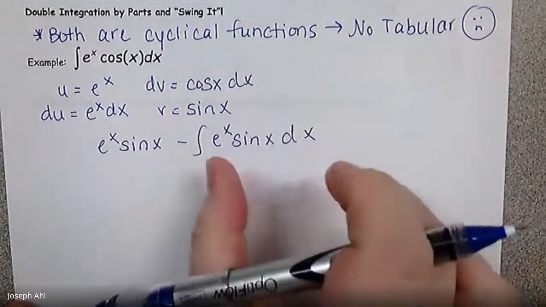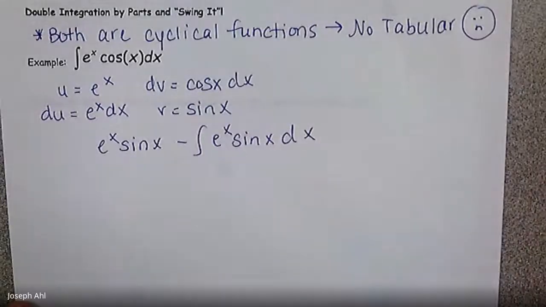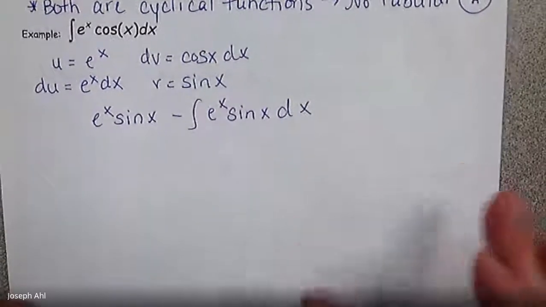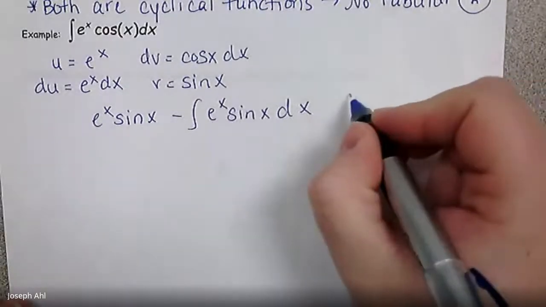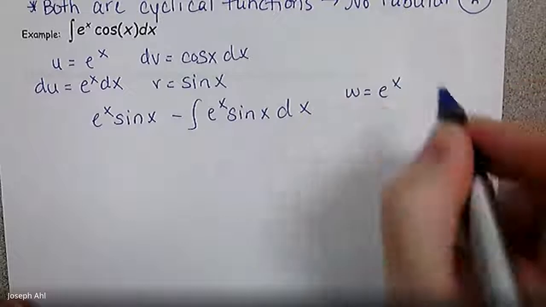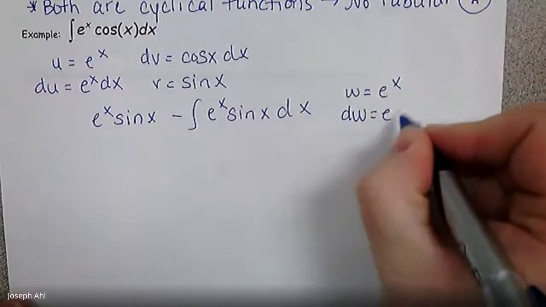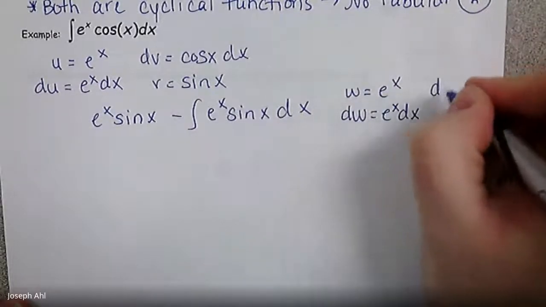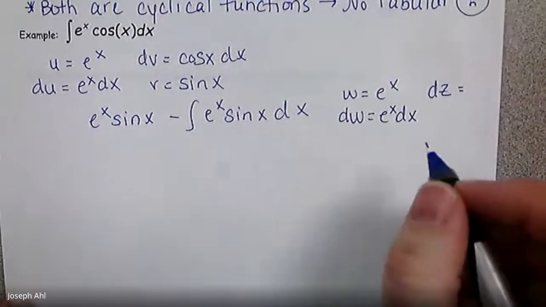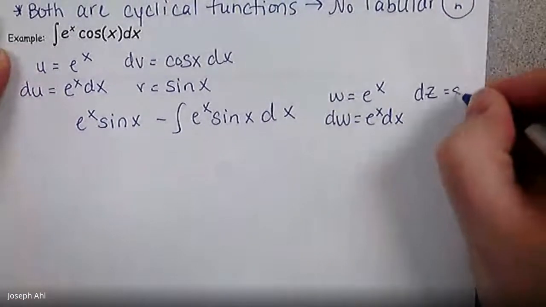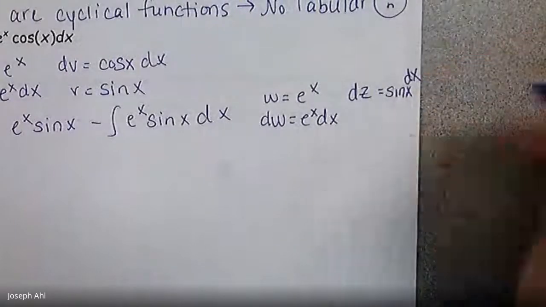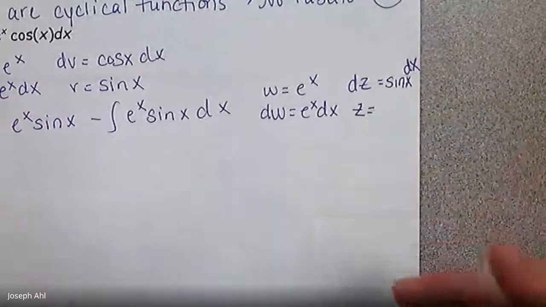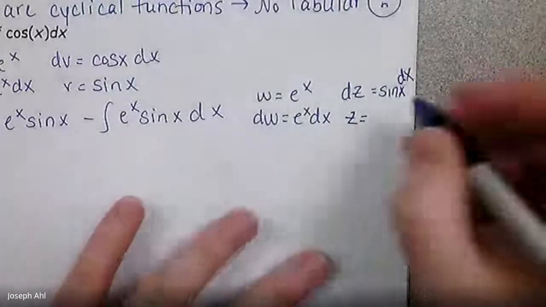Now I'm looking at what's in here, and I can't quite find the antiderivative of that easily, so we do need some integration by parts again. So let's let w equal e to the x, therefore dw is e to the x dx. I'm going to say that dz is sine x dx. And the integral of sine is negative cos.